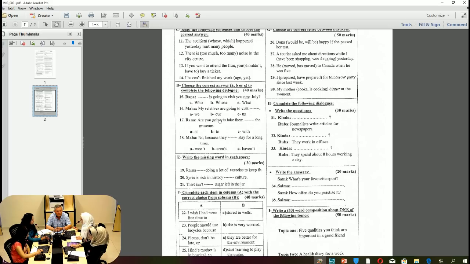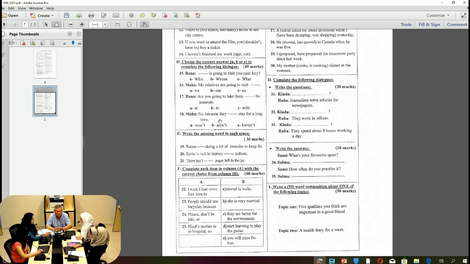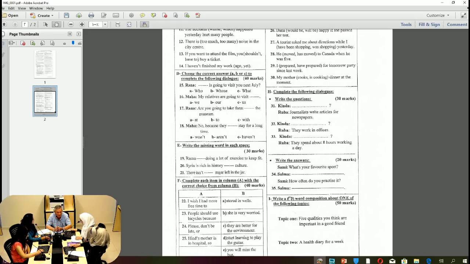Letter E, we have a question of missing words. These words are also functional. 3 questions. The last one, letter F, is matching. We have 2 groups, with 1 extra, and the student is going to match between column A and column B.